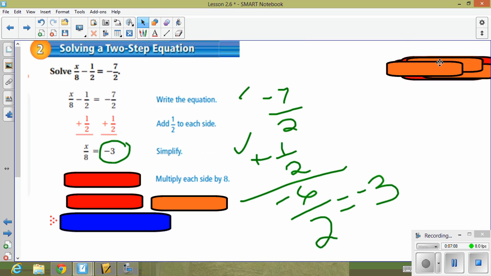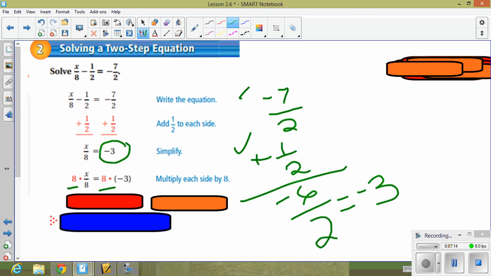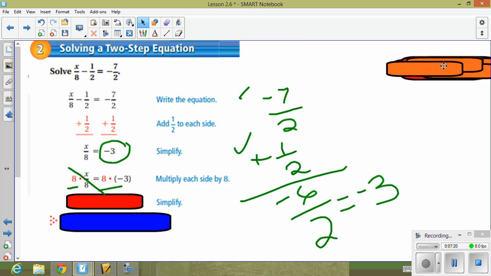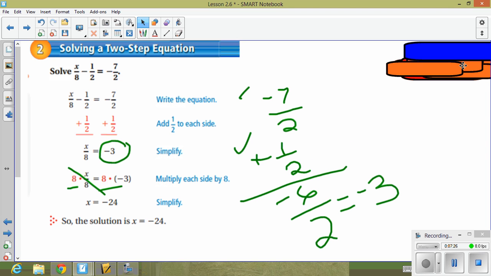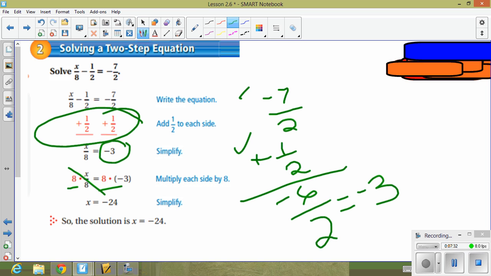Next, we will multiply 8 to each side. So it looks like this in red, times 8 times 8. Okay, these cancel on the left. We simplify, and 8 times negative 3 is negative 24. So the solution is negative 24. And what step do we take first to solve this equation? We add 1/2 to both sides.